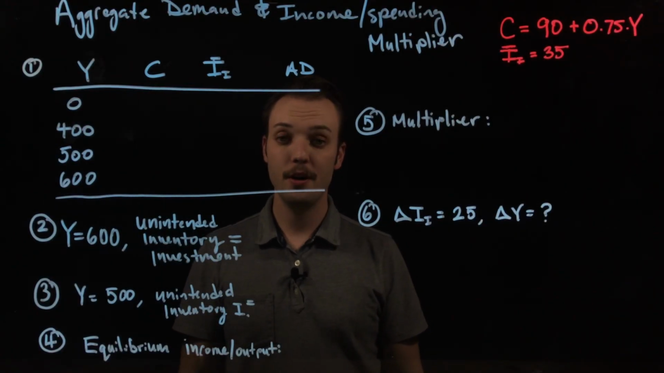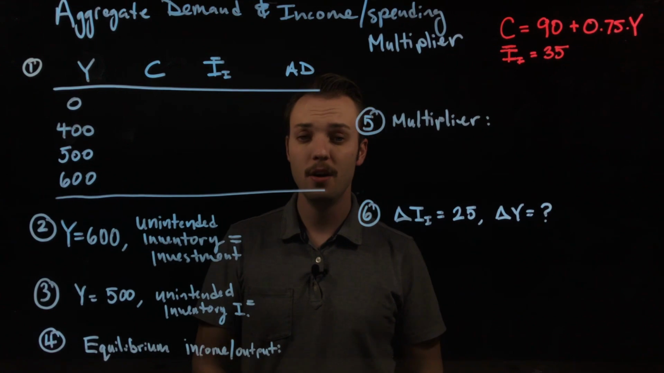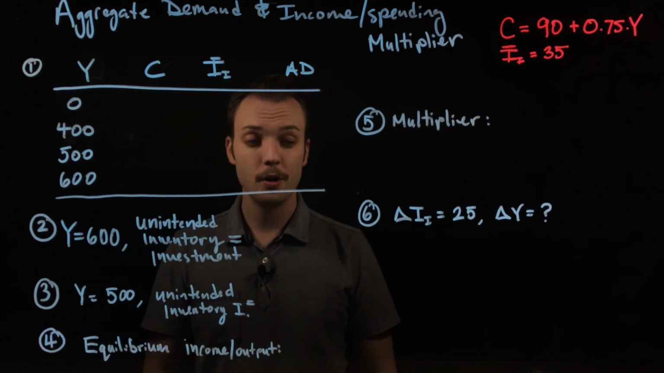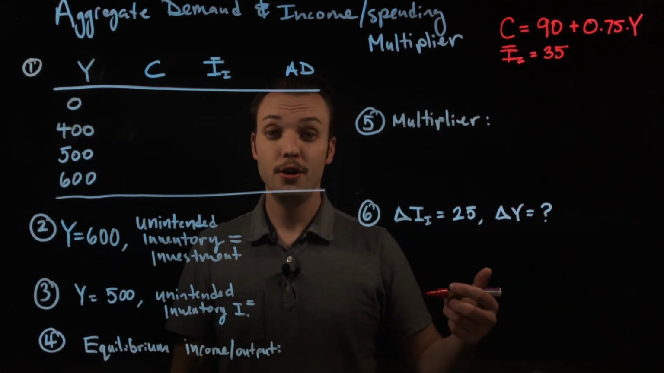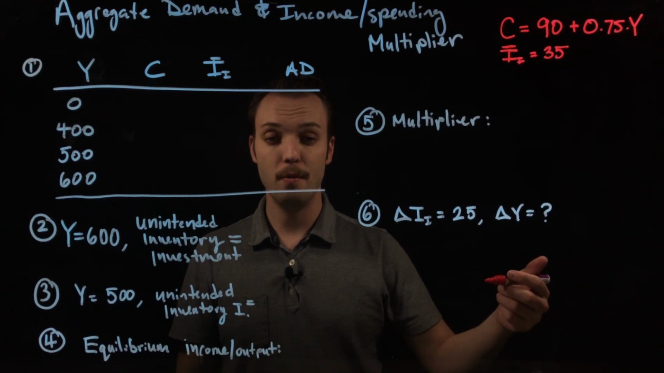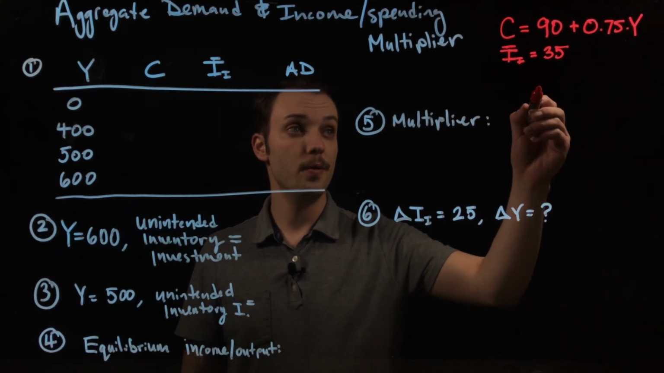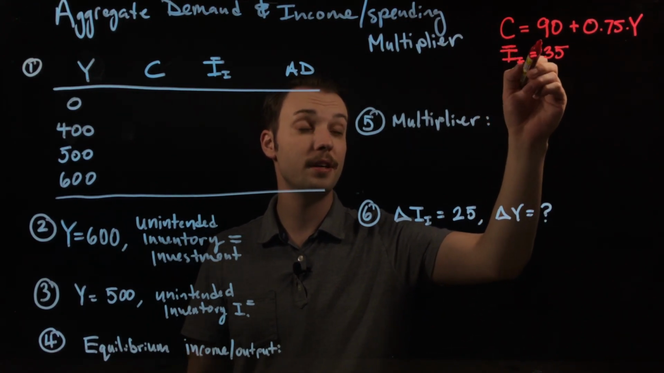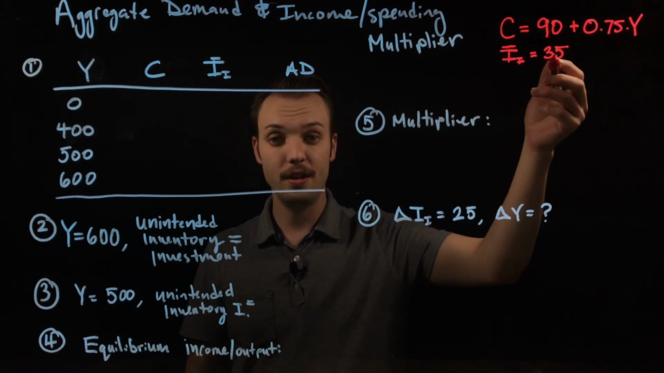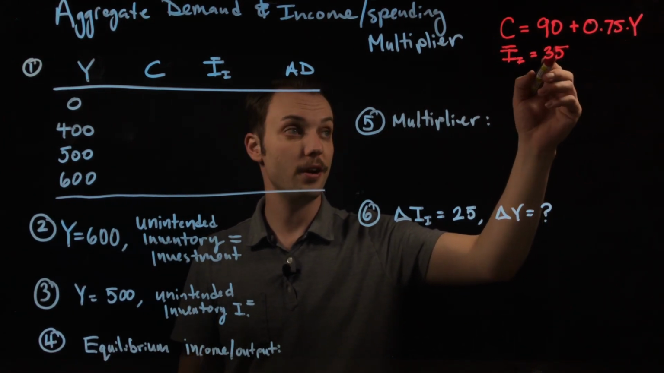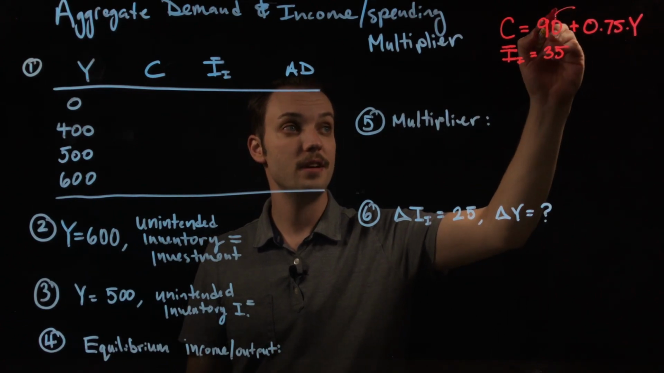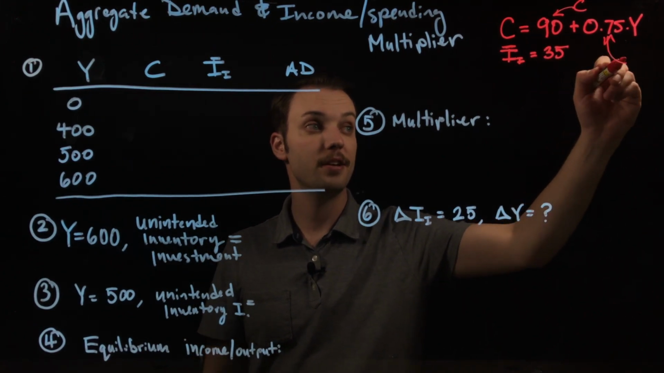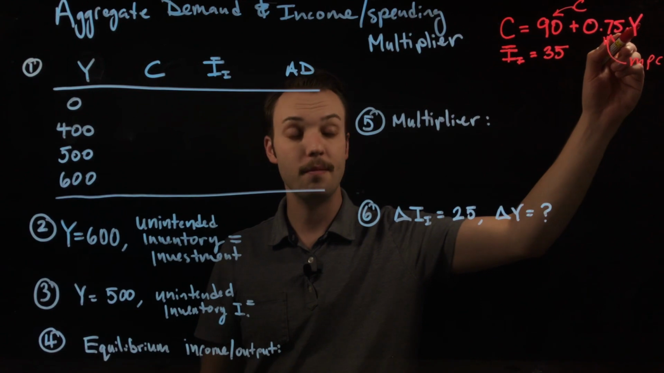Hey everyone. So in this video, I want to review the in-class exercise that we did, which covered the aggregate demand model and the income spending multiplier. In this exercise, we're given two equations that describe the behavior of both households and firms. That's given by the consumption function, which tells us what the expenditures of households are on goods and services, and that consists of the autonomous consumption and the marginal propensity to consume times aggregate income Y.